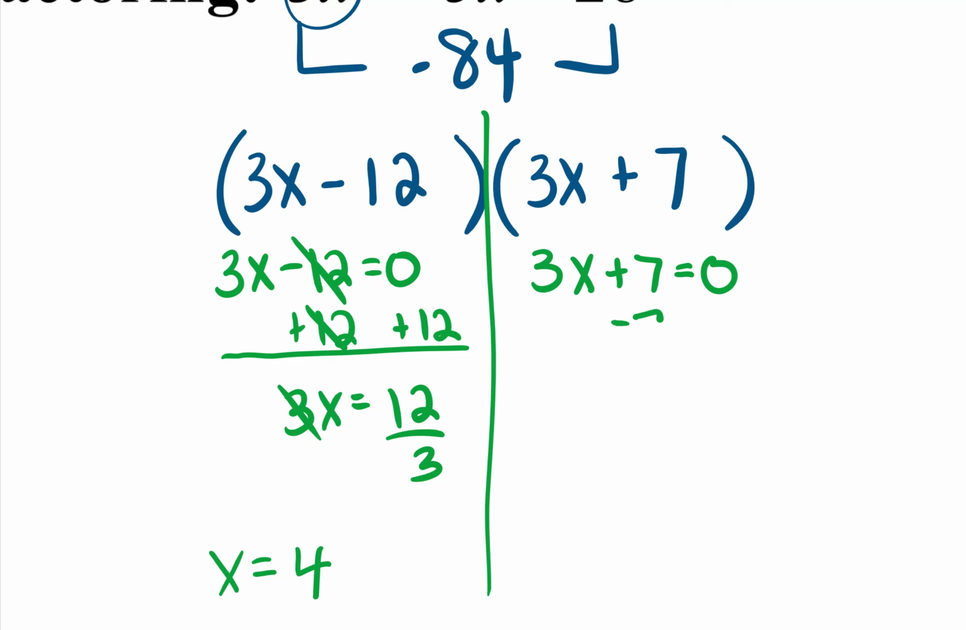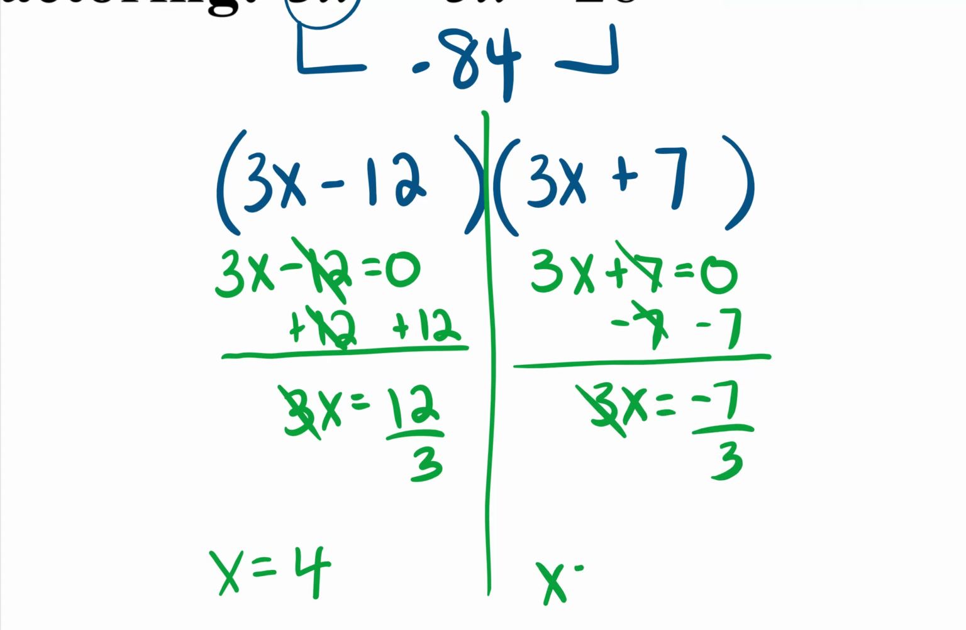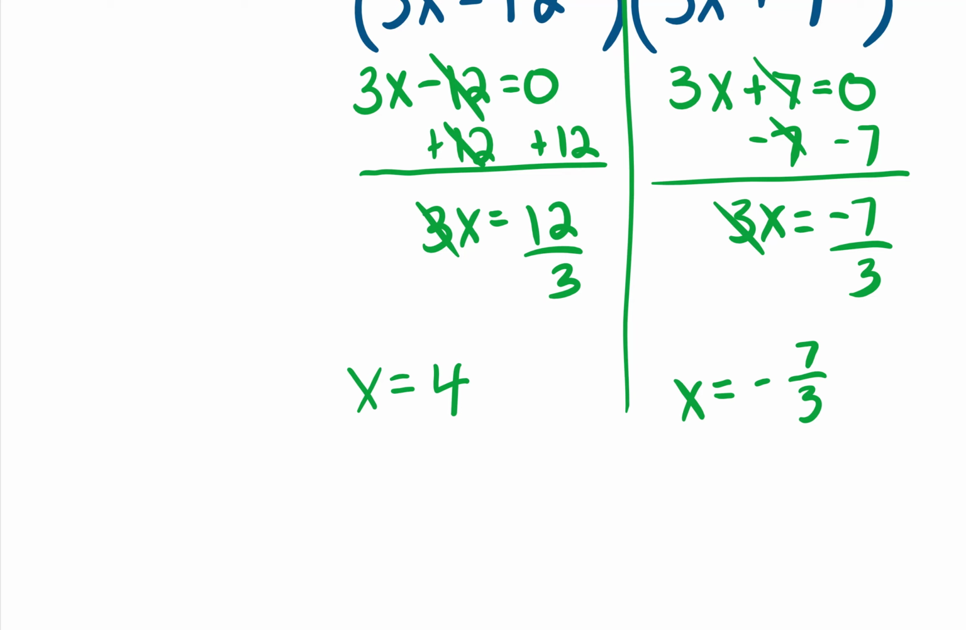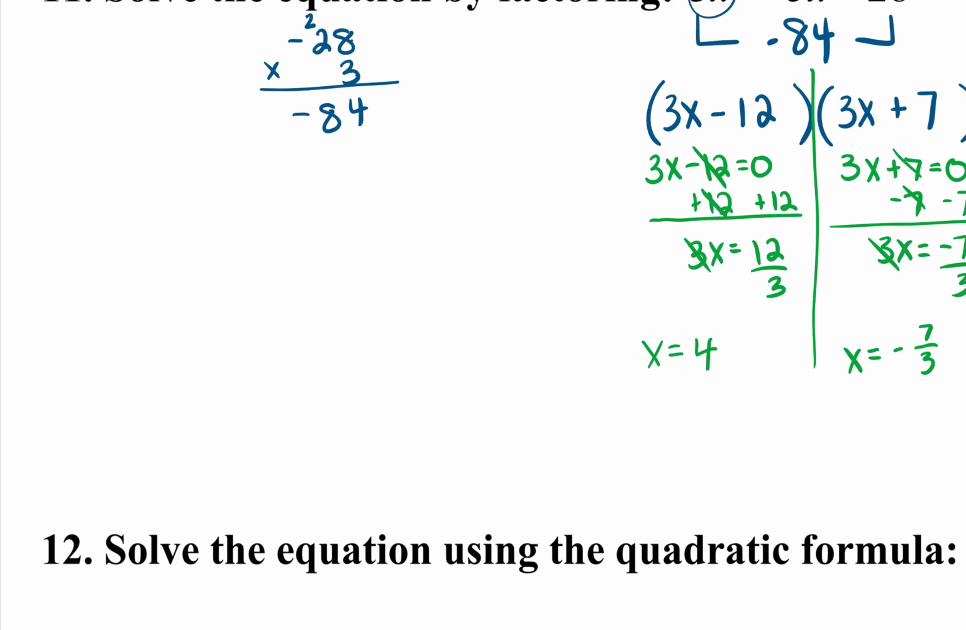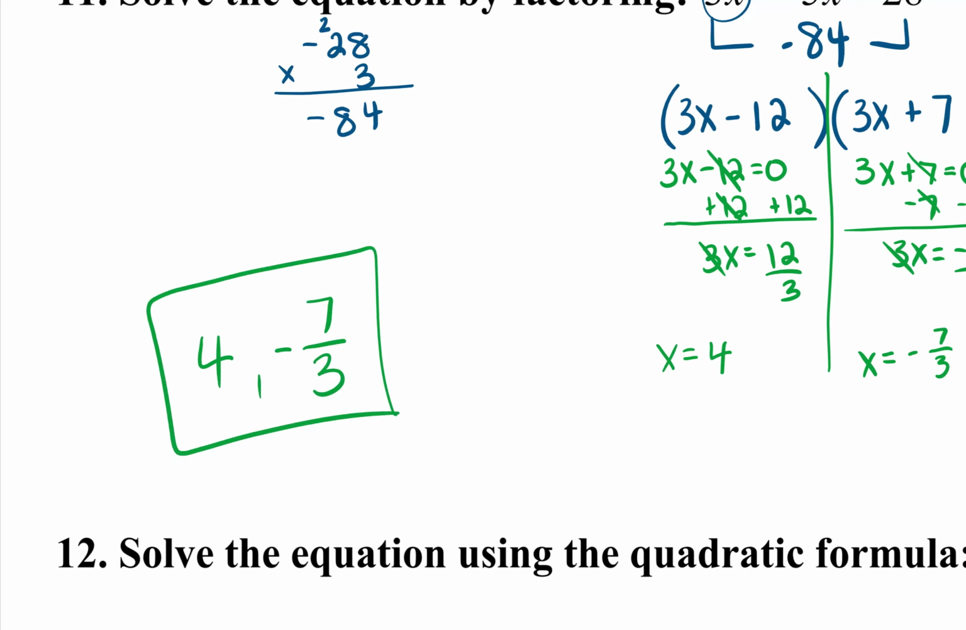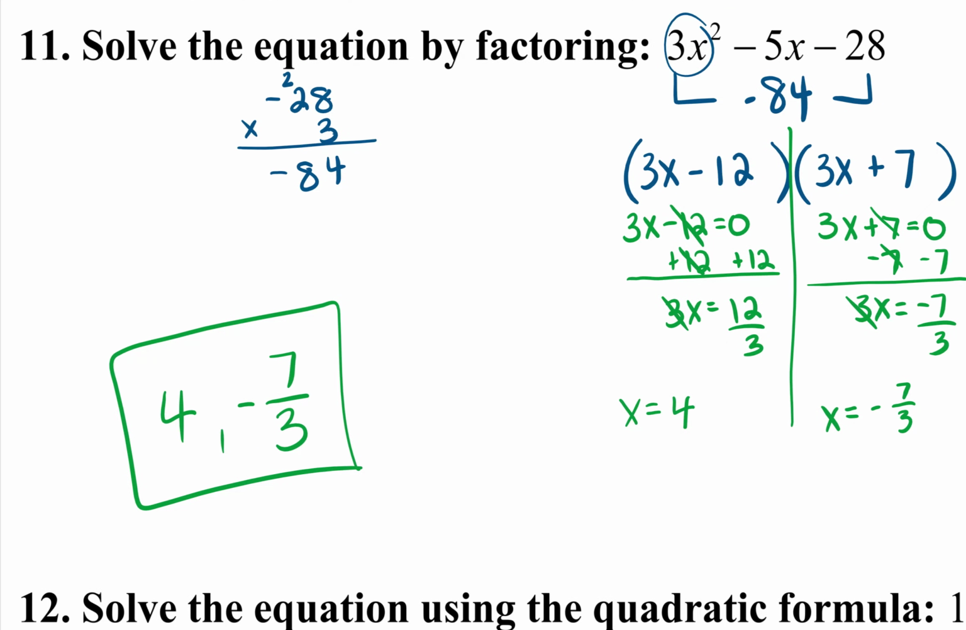Over here, move the 7, and then divide by 3. I cannot reduce, so I leave it as a fraction. So my answer, or my answers, my two answers, right, you should have two, are going to be 4 and negative 7/3. Alright, not too bad.